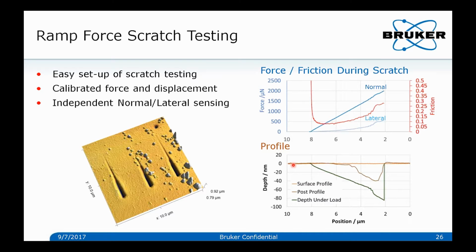To measure scratch resistance of a scratch-resistant coating, you can do a ramp force scratch test. So we're drawing the tip across the sample, we're linearly increasing the normal force, and on this sample you can see there's a point where we break through this upper layer, and the scratch gets much wider at that point.